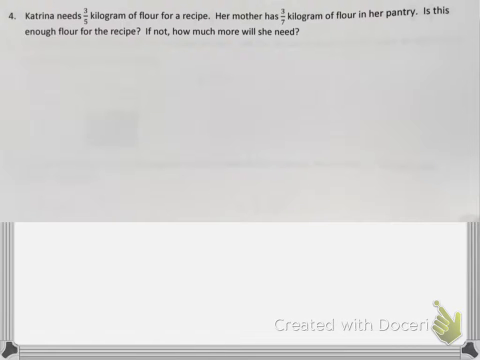Katrina needs 3/5 kilogram of flour for a recipe. Her mother has 3/7 kilogram of flour in her pantry. Is this enough flour for the recipe? If not, how much more will she need? All right, so how much does she need?